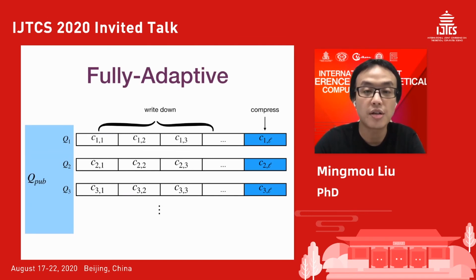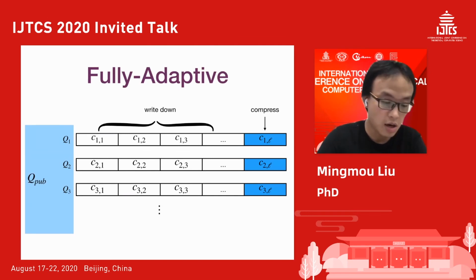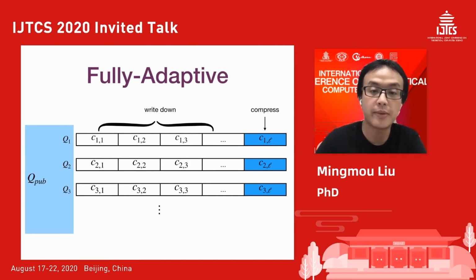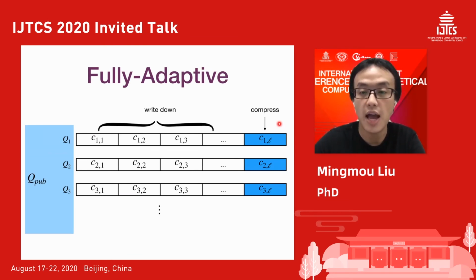More specifically, we write down the first L-1 cells probed by QPub. So we know the addresses of the L-th cells automatically. Then we compress the L-th cells probed by QPub.